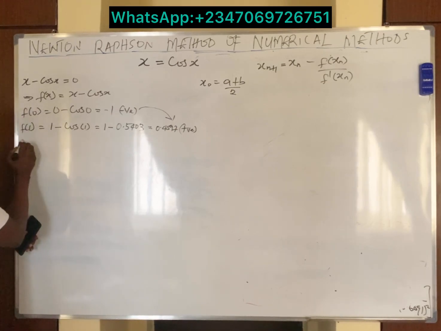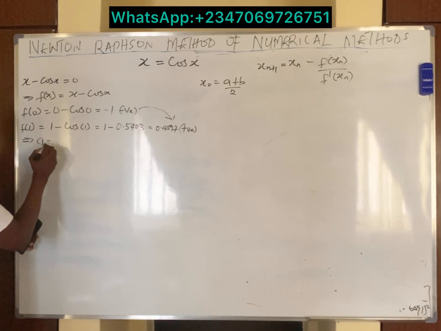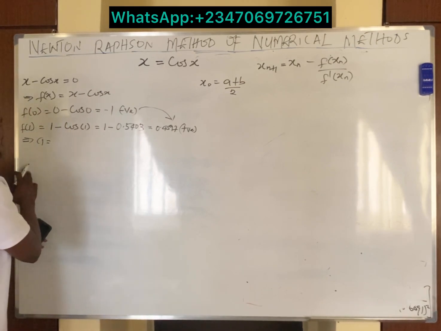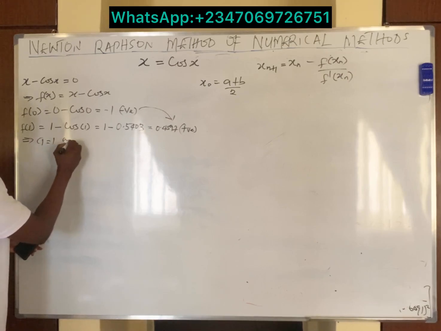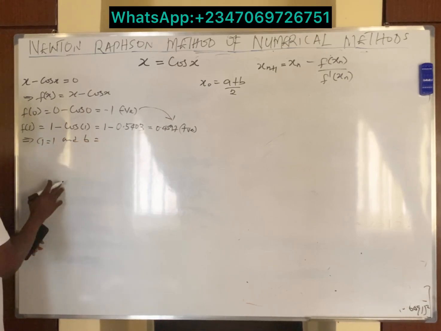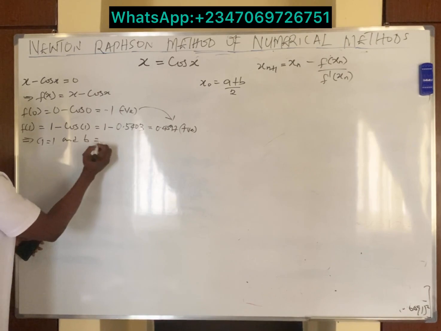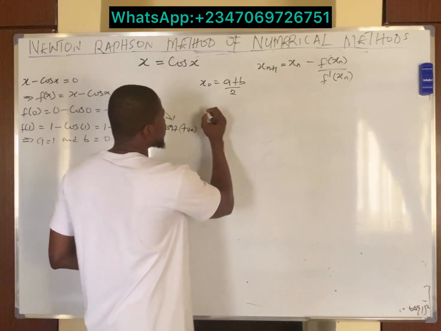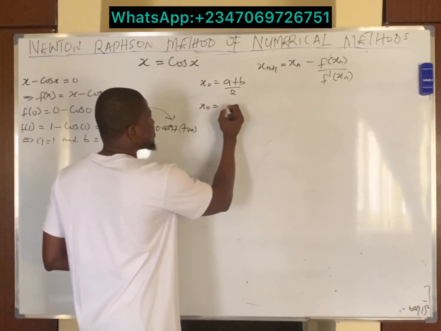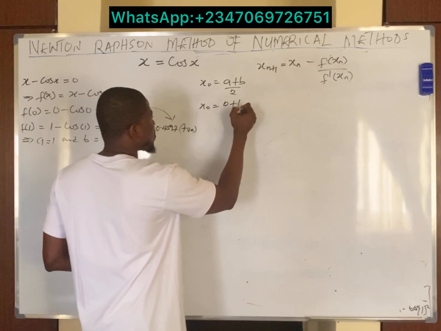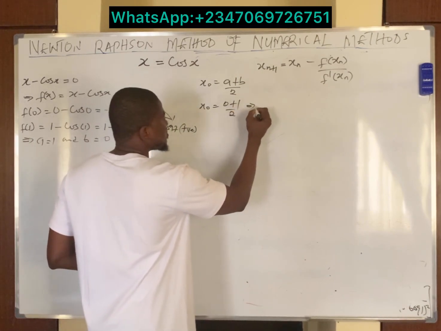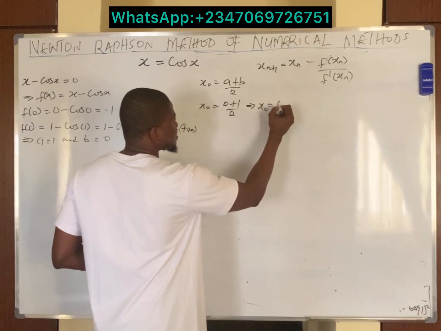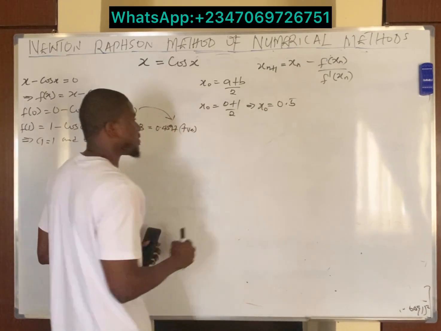So this simply implies that a is the value that causes the function to be positive, and that value is 1, and b is the value that causes the function to be negative, and that value is 0. So we can now find our initial guess. x0 equals 0 plus 1 divided by 2, which simply implies that our initial guess x0 is going to be equal to 0.5.